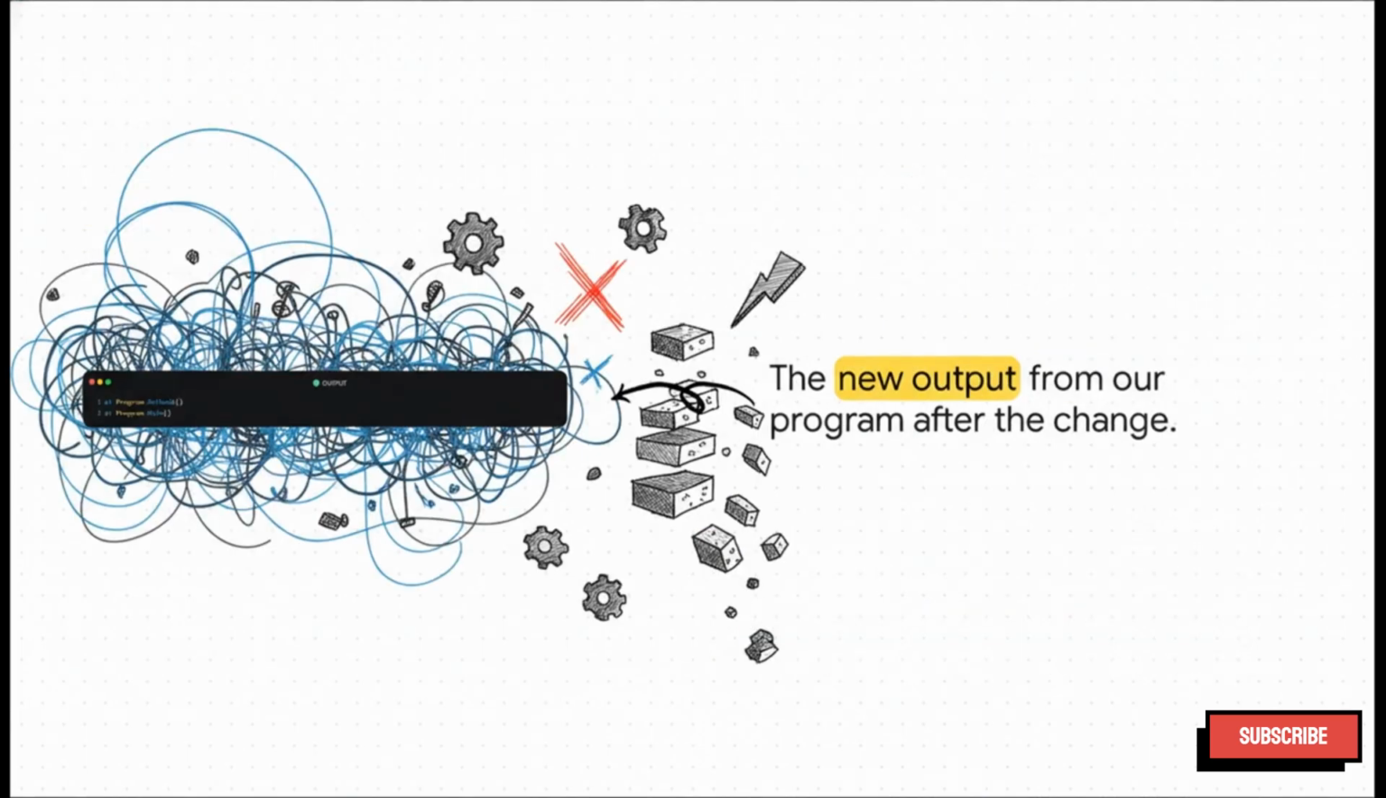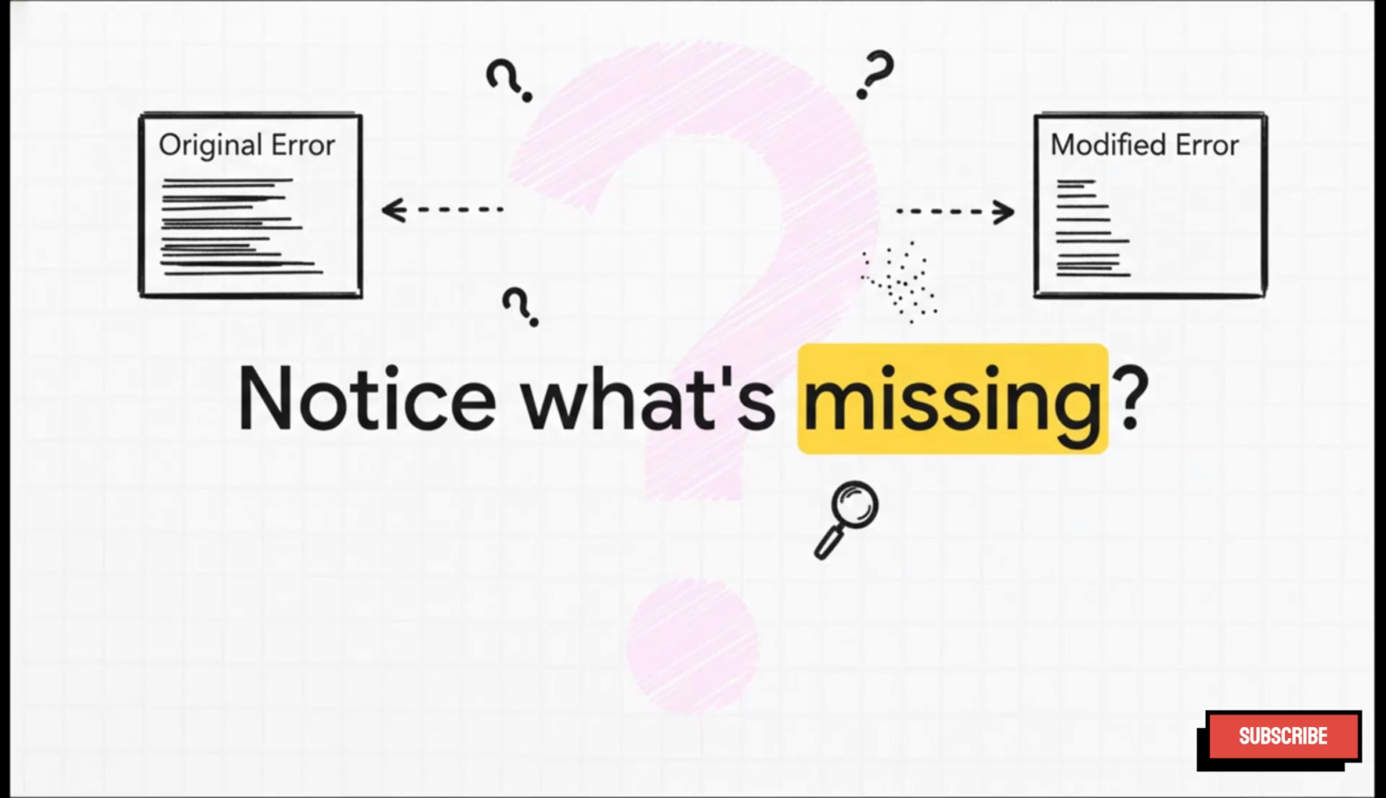Okay, we run the code again, and here's our new output. Now at first glance, you might think, okay, looks pretty similar. I still see a stack trace. But look closer. Something is definitely off. Seriously, take a second. Compare this to the first output we got. Do you see it? What's missing? What crucial clue just disappeared?